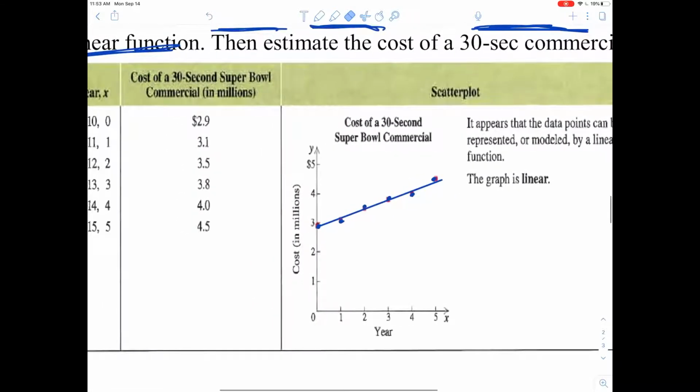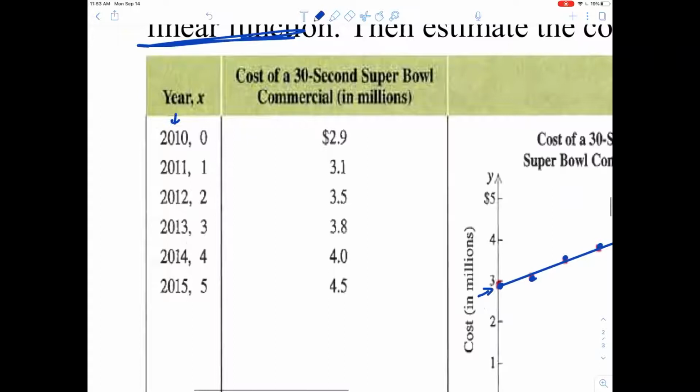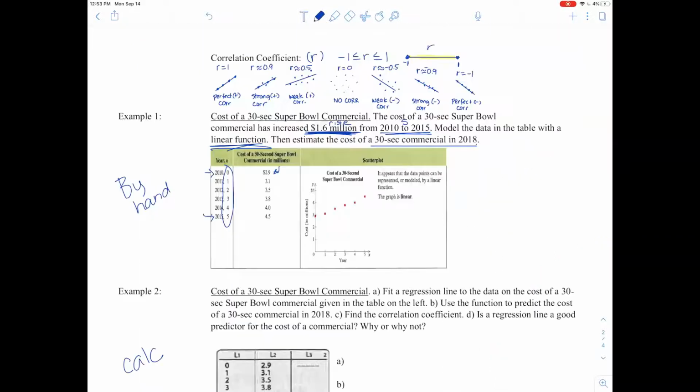So let's look at our y-intercept right there. That looks like 2.9. Well, let's take a look at this data over here. So here's our year 2010, and that's going to be x equals 0, because that's our starting value according to this information. Here's year 2015. That's going to be our x input is going to be 5. So these are our independent variables here. X is our independent variable, okay? And so that's our x. So our x is our years, and our y is the cost of a Super Bowl commercial.